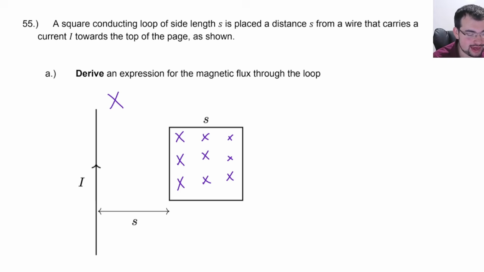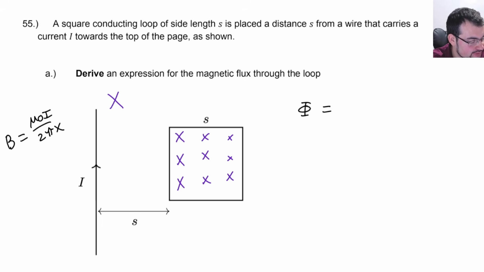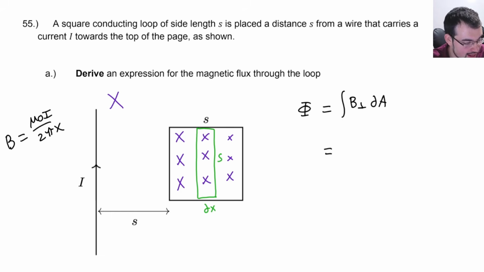So first we want to just find the flux through this loop. I can't just do B times A because the B field is changing, because this is a wire. That B is decreasing according to mu naught I over 2 pi x. So instead, I have to integrate flux like I did with the E field. I'm going to break it into strips like this. This would be dx. This side length is s.